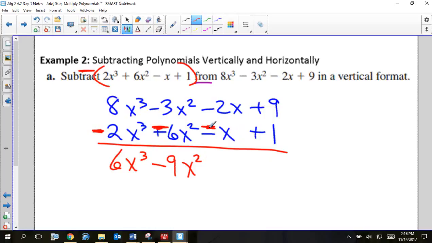What happens if I subtract negative? It becomes plus, doesn't it? So I have a minus 2x, and then I have a plus 1x, so it's minus 1x. And then I have a 9, and I subtract a positive 1. So 9 minus 1 is, that would be the vertical method.